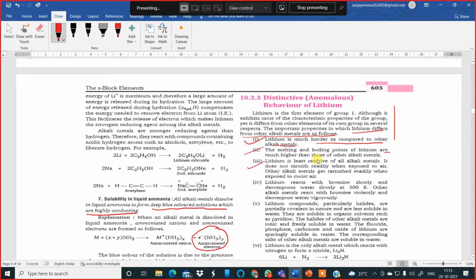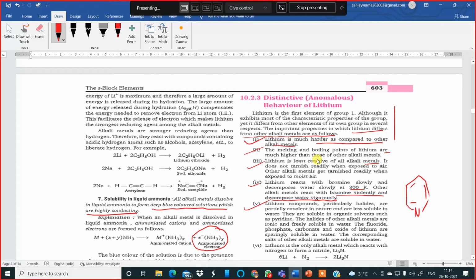Lithium is the least reactive of all alkali metals. Lithium reacts with bromine slowly and decomposes water slowly at 300 Kelvin. Other alkali metals react with bromine violently and decompose water vigorously. Lithium compounds, particularly the halides, are partially covalent in nature and are less soluble in water. Okay, they are soluble in organic solvents such as pyridine. Pyridine is an organic compound.